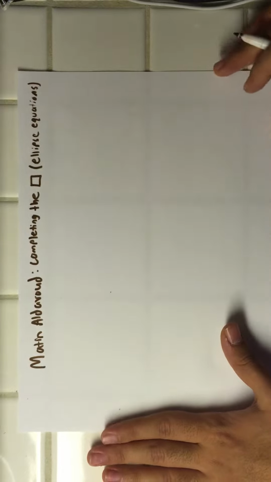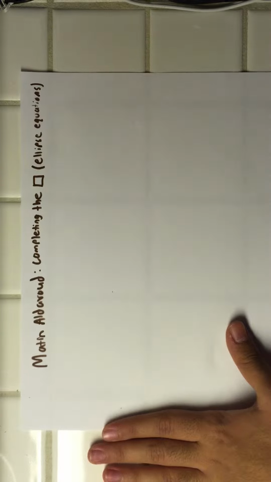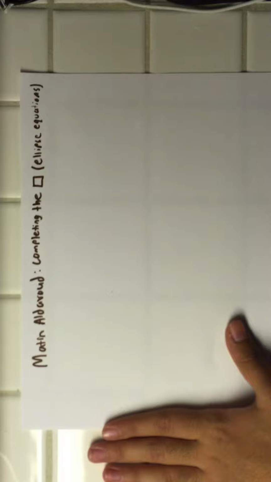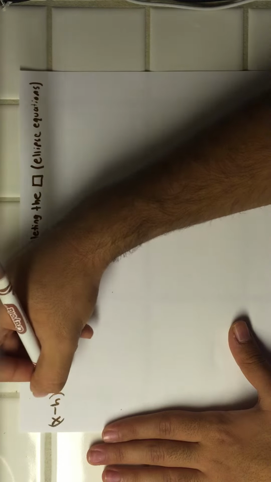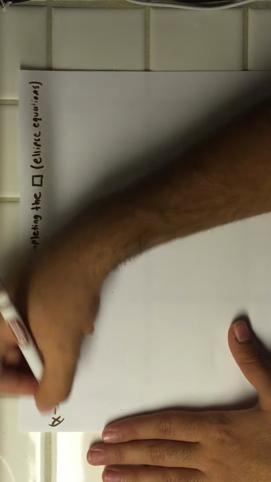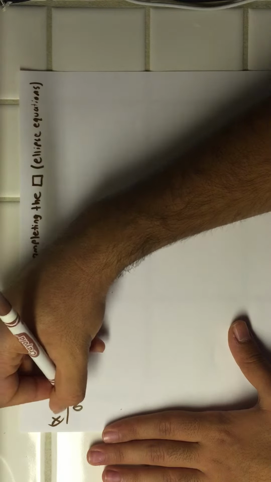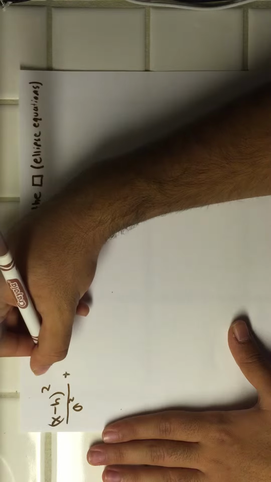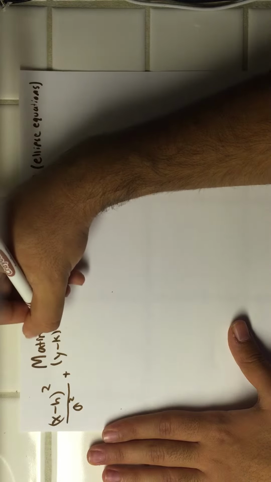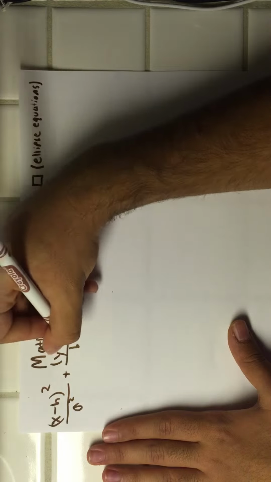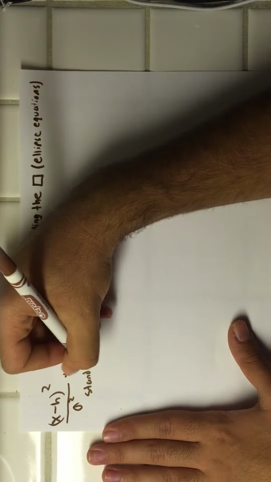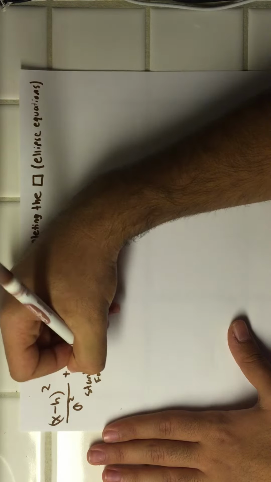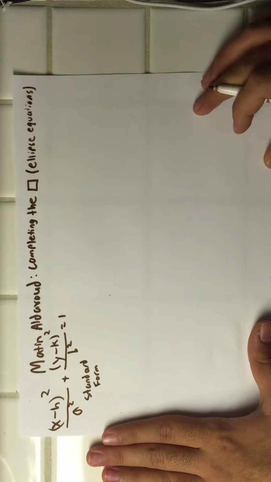Alright, so before starting off, we need to understand what the standard form of an ellipse is exactly. I'll write that over here. The standard form of an ellipse is (x minus h) squared over a squared plus (y minus k) squared over b squared equals 1. This is standard form. I'm going to keep that right there as a reference because it's pretty important.